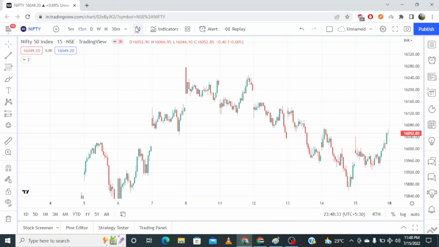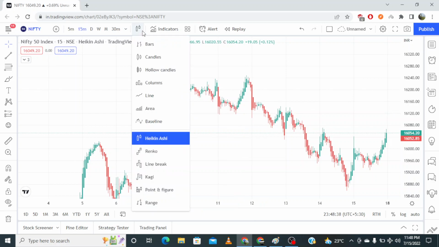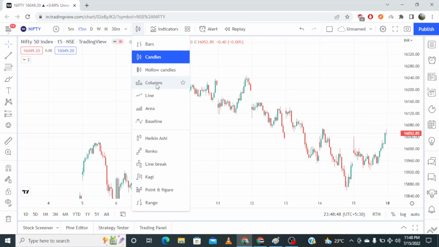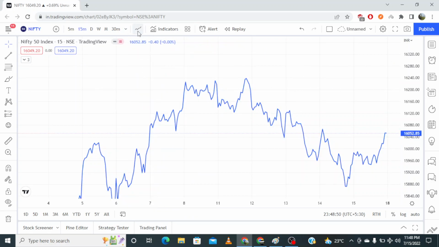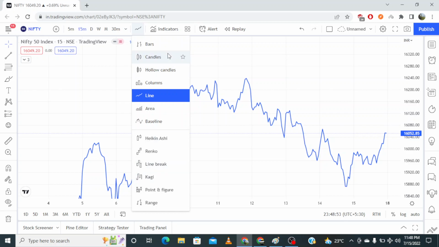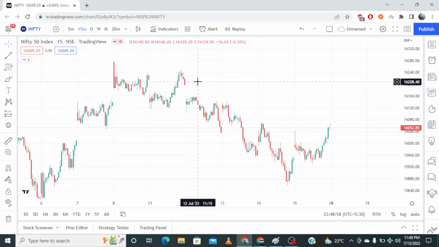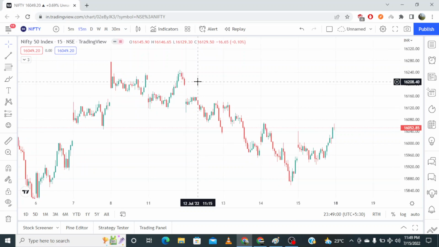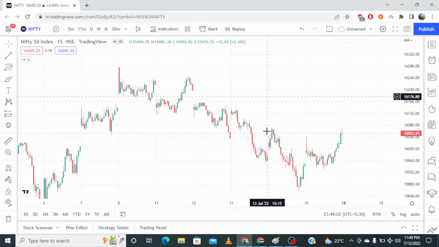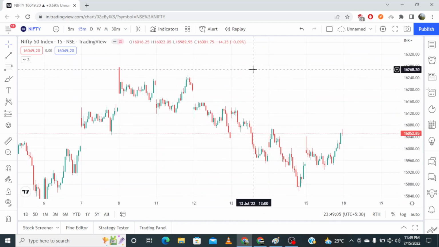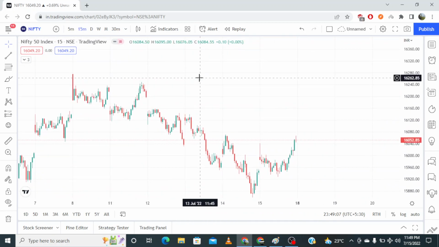Now there are different types within candlesticks as well, like Heikin Ashi or Renko. I've never used any of these, being honest with you. The max I've used is Heikin Ashi and candles, and sometimes lines. Nothing more is needed. If you know candles properly, it's going to be easy for you. You can read charts easily if you have proper knowledge of candlesticks.